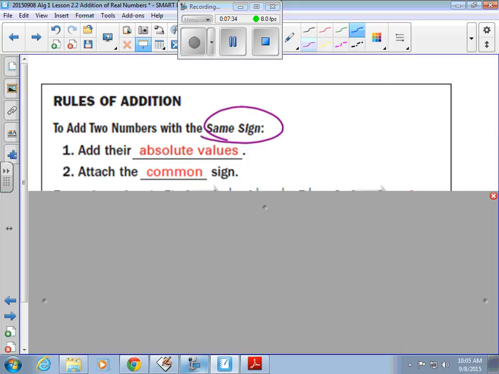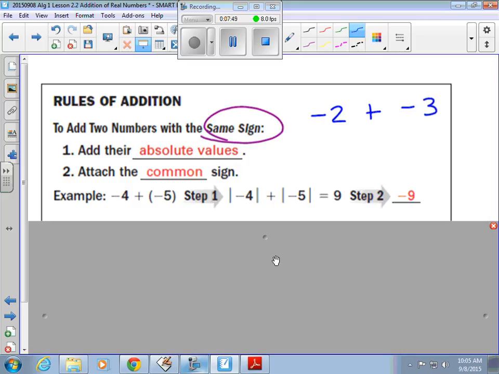So if you had, for example, -2 plus -3, you would add the absolute values 2 plus 3. And then you would attach the common sign and make it -5. So here's your example. -4 plus a -5. Add the absolute values. This one would be 4 plus this one would be 5, and it would give you 9. And then a common sign for both of these is negative. So you have a -9. That's when they have the same sign. Most people are okay with that.